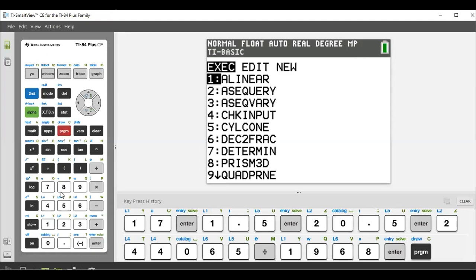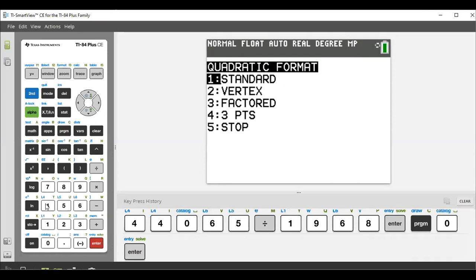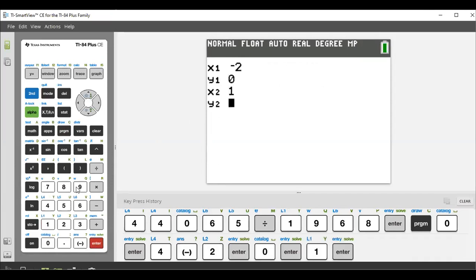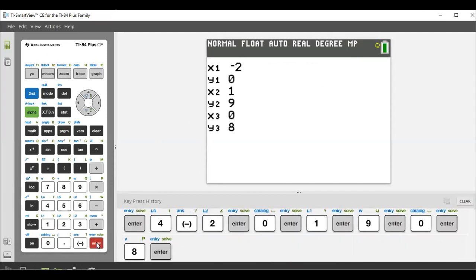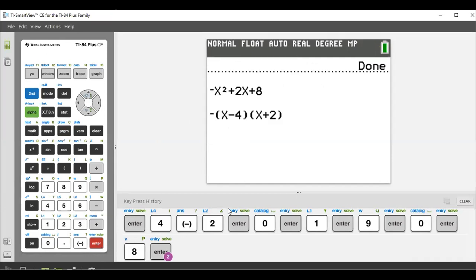And let's go to program. We're going to choose 0 for quadratic, press enter. And again, we're going to use option 4 for 3 points, and the 3 points were -2, 0, then 1, 9, and then 0, 8, and then you press enter. We want it in the factored form because that was the way that all of the answer choices are. So we're going to factor it. It says the standard form is this, and the factored output would be this. I notice there's a negative in front: negative x minus 4, x plus 2.